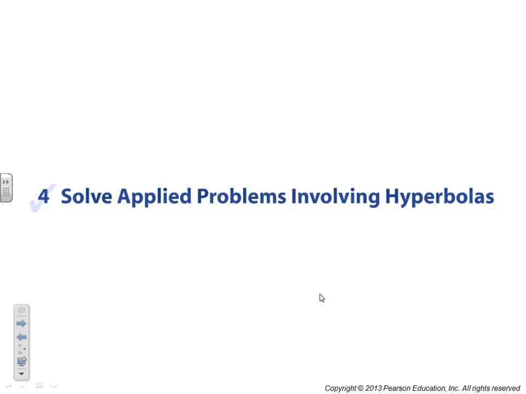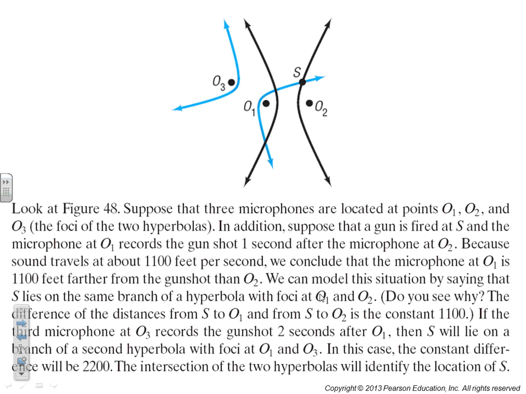Alright, so our last learning objective is the applied problems involving hyperbolas. Look at figure 48. Suppose that 3 microphones are located at O1, O2, and O3, the foci of the 2 hyperbolas. Oh, so these are foci, and these are foci. In addition, suppose that a gun is fired at S. So we're here. And the microphone at O1 records the gunshot 1 second after the microphone at O2.